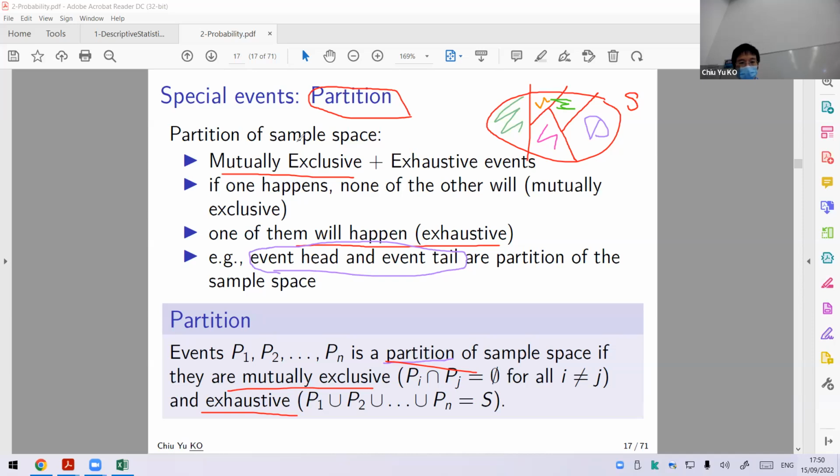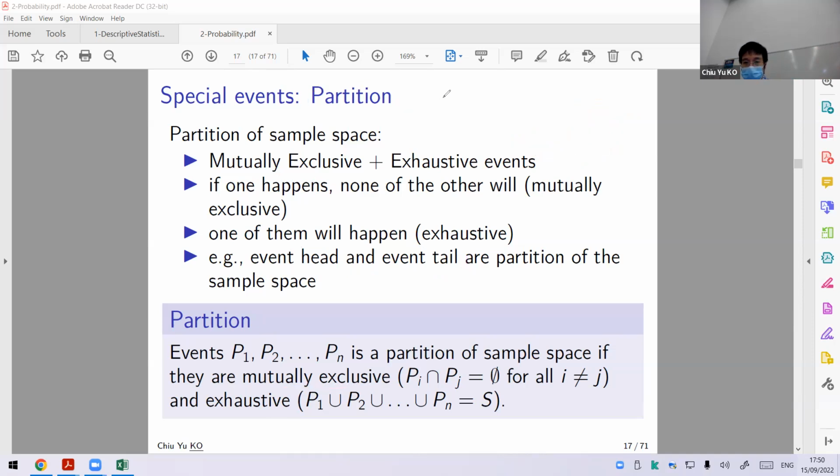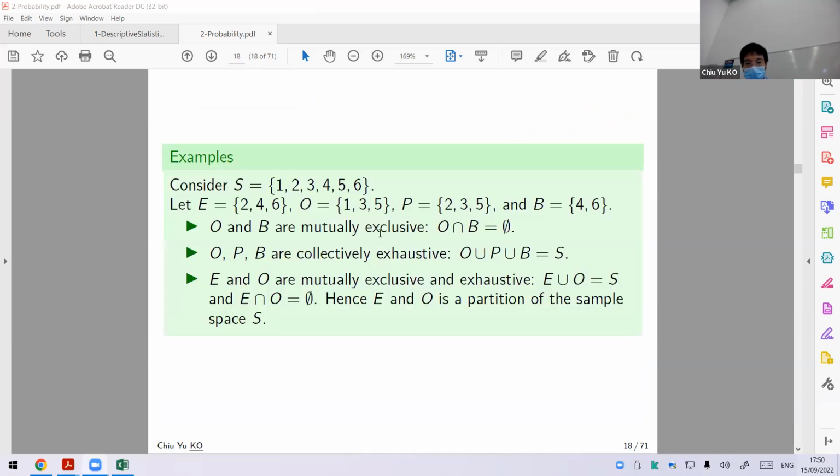Just to remind you what partition is, it's like cutting the cake. The sample space is the cake. You cut it, and if one of them happens, the other would not, because there's no overlap. Cake cutting, that's why it's called partition. And now the example is here. We have rolling a die.